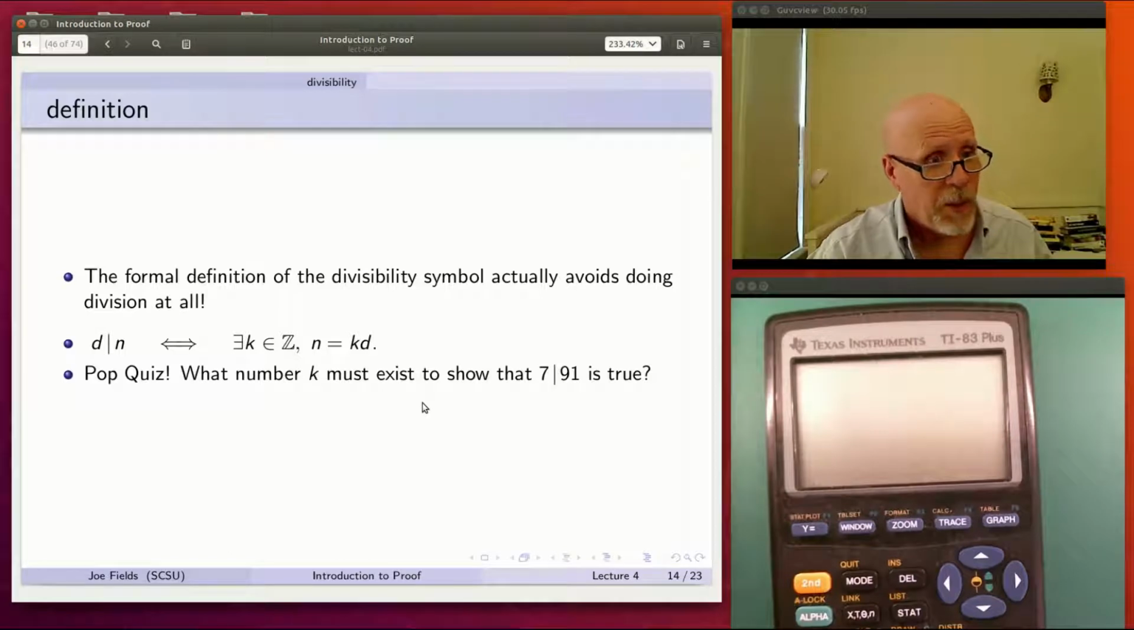So pop quiz here now. Let's see if you guys can do this. I'm not going to say it for a second. See if you guess it before I give away the answer. What is the number k that must exist to show that 7 divides 91 is true?